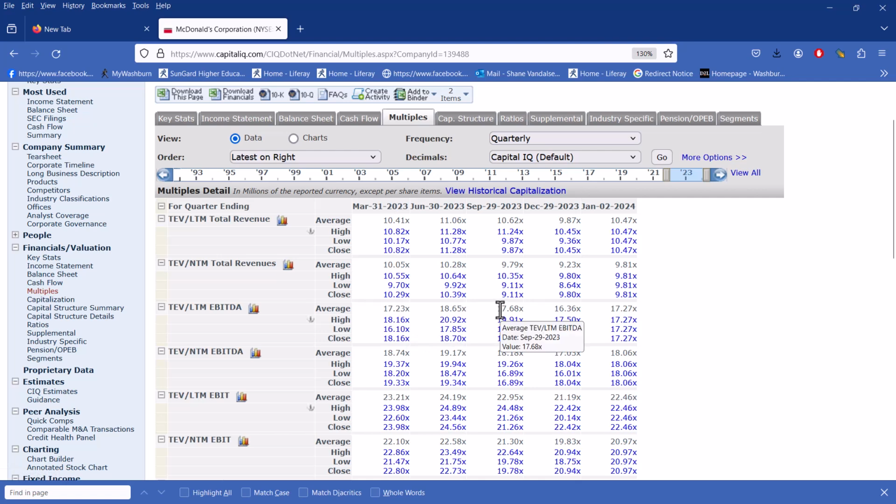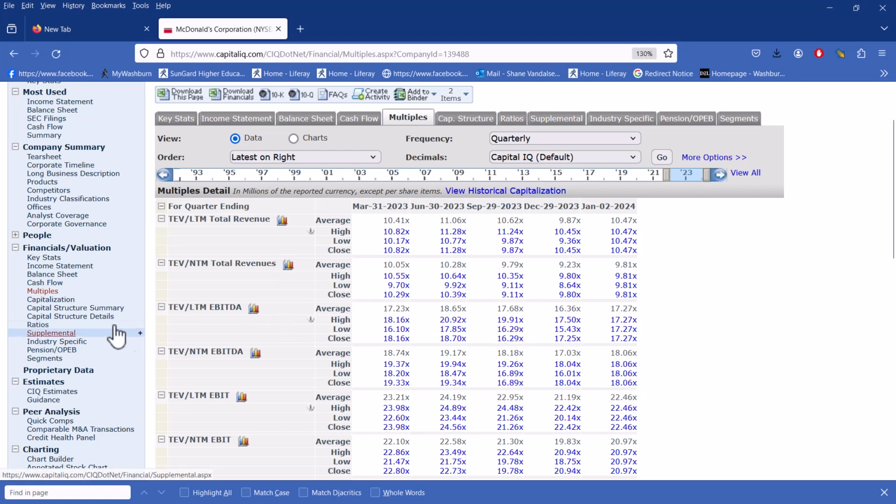18.65 times, 17.68 times. You can see these are every 3 months, so these are based on quarterly numbers. 16.36 times, and then 17.27 times. Down below, this is NTM, so next 12 months. These are based on the estimated EBITDA for the next 12 months for the firm, so they look a little bit different. And then down below we have the total enterprise value last 12 months divided by the last 12 months EBIT. And you also see here, not a distinct trend. It increases and then it decreases, then it increases again, but it's been pretty stable.